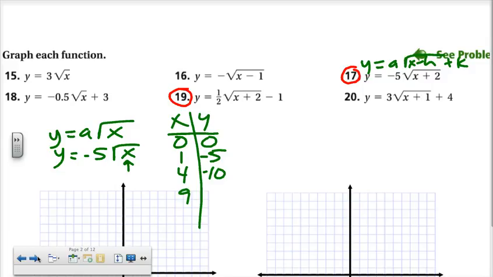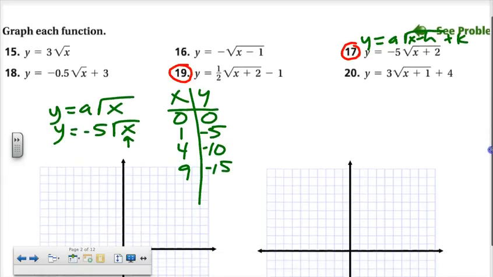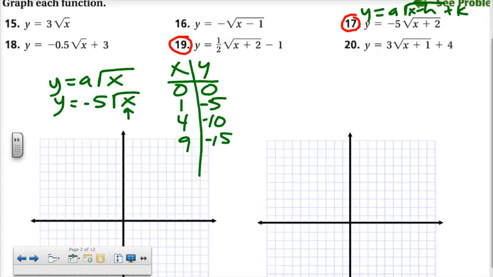I could certainly do the next one. The square root of 9 is 3. 3 times negative 5 is negative 15, but that one I've got my negative 10 to 10 standard window here, so I'm not really going to need that one. So there's my parent function, and again, that's not the final graph, but this gives us a really good idea.